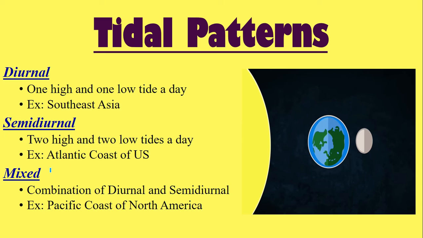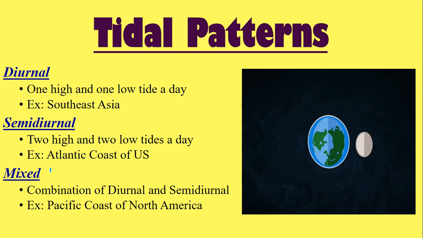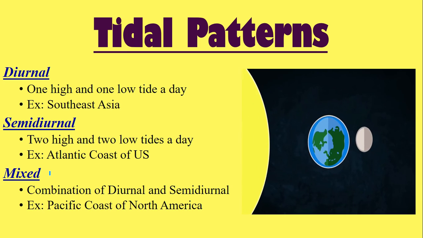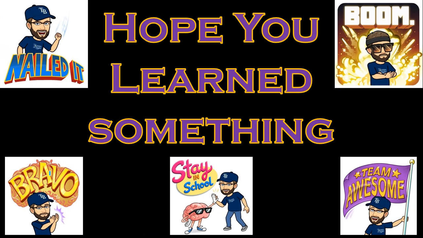And then you have mixed tides. This is like a combination of diurnal and semi-diurnal. And the Pacific coast of North America exhibits this type of tidal pattern. This is the moon, how it affects the Earth.